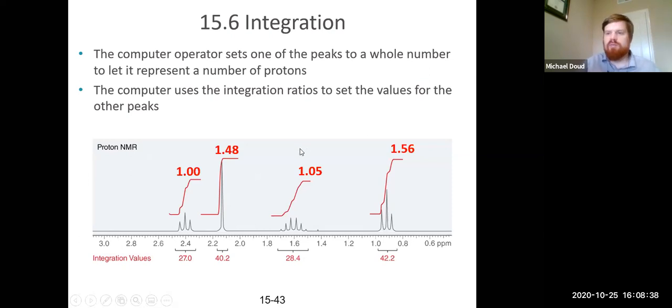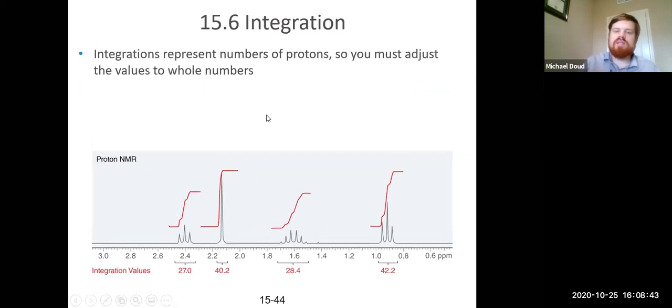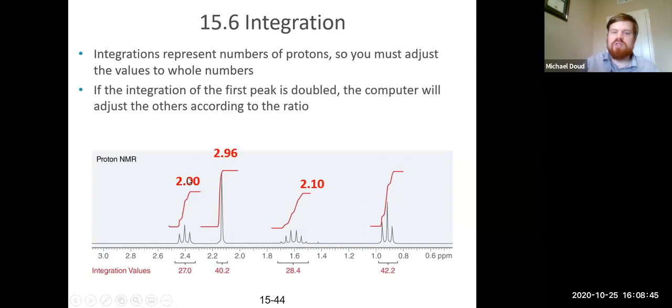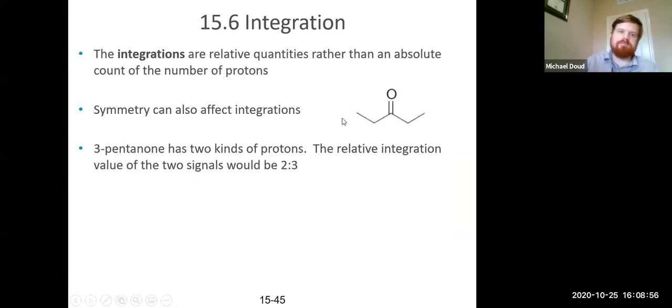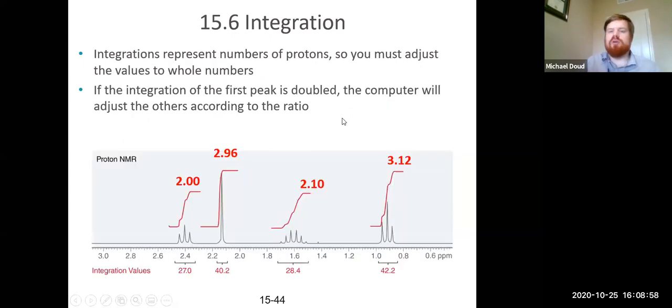Now, you can't have half a proton, right? So you can't have a 1 to 1.5 ratio. But what is that ratio equivalent to? Well, if you set this one to 2, then all of a sudden you get 2 to 2.96. That's pretty much 3. So it's like a 2 to 3 to 2 to 3 ratio. And that actually makes sense. So this is how you can learn how many protons are assigned to each signal, through the integration.